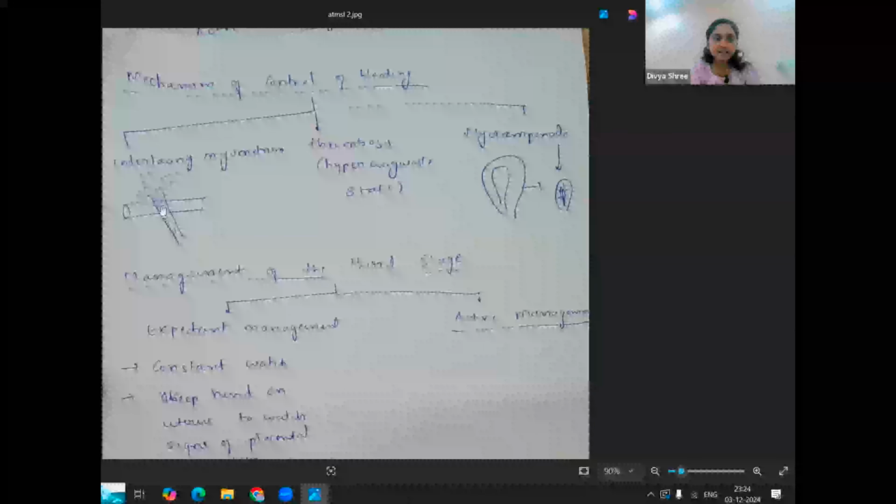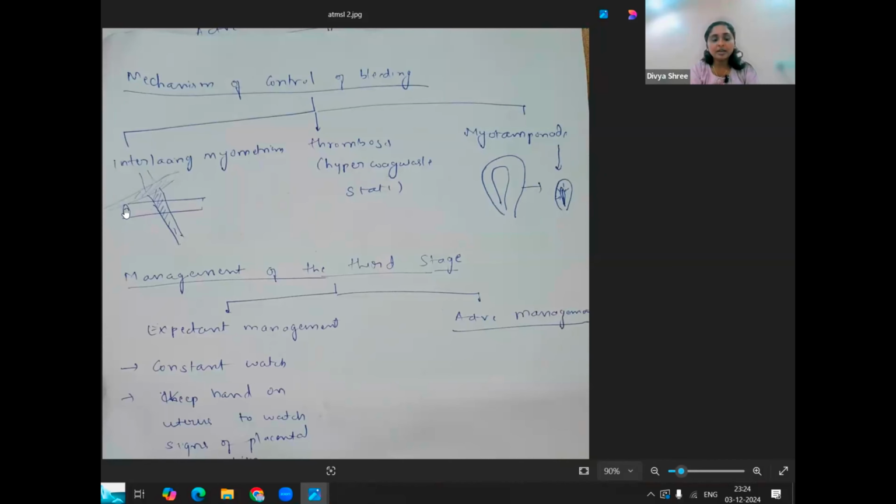One is this interlacing myometrial pattern. Normally, other muscle fibers like skeletal muscles are arranged parallelly, side by side. But in this muscle, you have an interlacing muscle pattern between which the blood vessels pass. And when the muscle gets contracted, it will occlude the blood vessels and stop the bleeding.